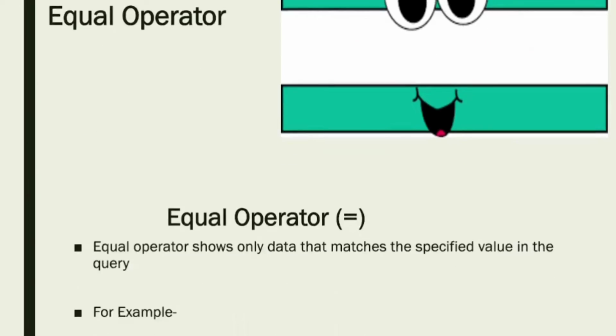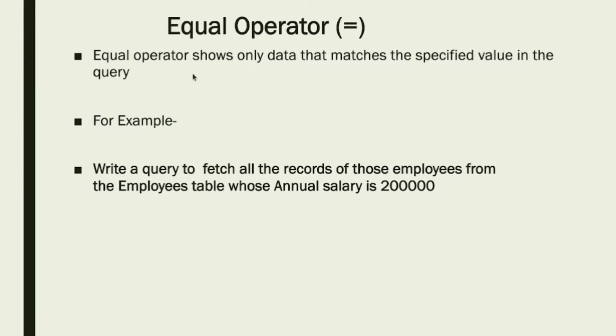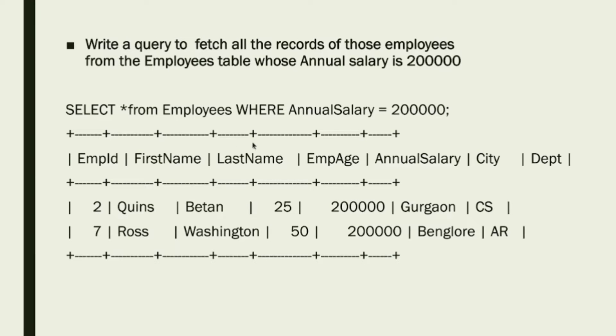Let's see the definition of it. The equal operator shows only data that matches the specified value in the query. For example, write a query to fetch all the records of those employees from the employees table whose annual salary is 2 lakh. Let's see it with the query. First of all, we have to write SELECT * FROM employees, which is the table name, WHERE annual salary is equal to 2 lakh.